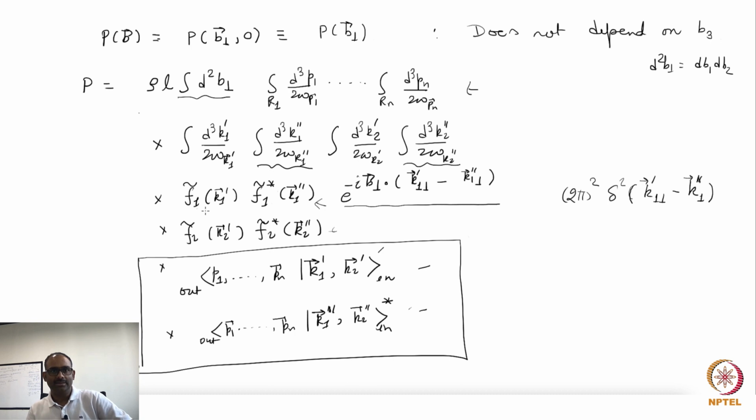Okay, and then this and this together will become f1 tilde k1 prime mod square, right, because these will be then complex conjugates of each other, and similarly these two will give f2 tilde k2 prime mod square. Okay, that's one thing that is going to happen, and then these omega k1 double prime and omega k2 double prime, they will also turn into 2 omega k1 prime and 2 omega k2 prime, because I will be using delta functions. Okay, and what else?